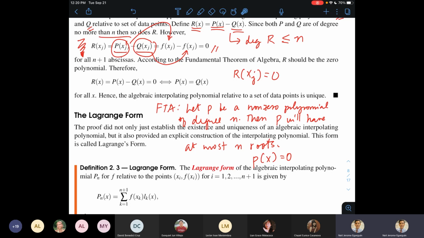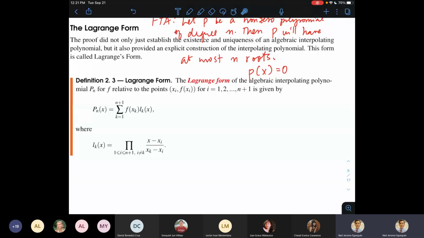Okay, let me borrow 5 more minutes and let's try to see this in action. So the beauty of the proof is that it's not just on its theoretical aspect. It guarantees there will always exist an interpolating polynomial, and that interpolating polynomial will be unique. But the nice thing about the proof, it gives us one way to compute the interpolating polynomial. And that's what we call the Lagrange form. Okay? So para mabuo yung interpolating polynomial, computean mo lang yung mga Lagrange basis polynomials, i-multiply mo bawat function value, i-sum up mo sila, you'll get the interpolating polynomial.